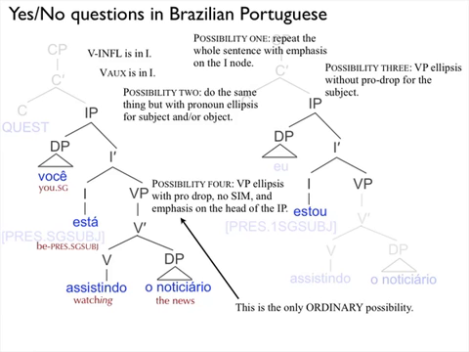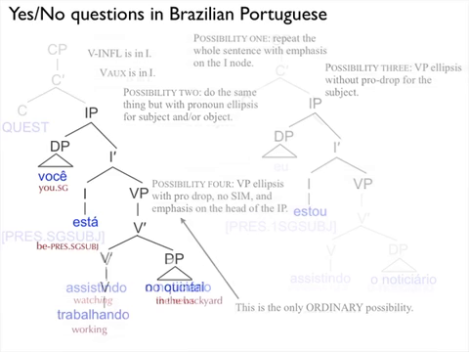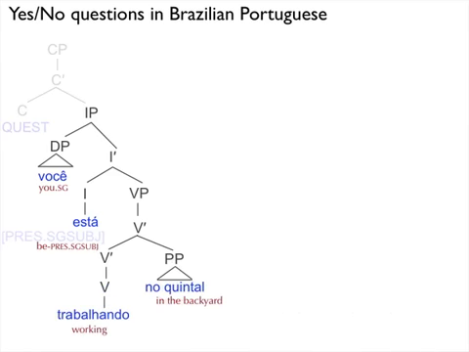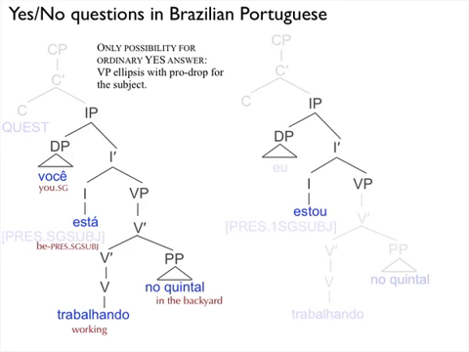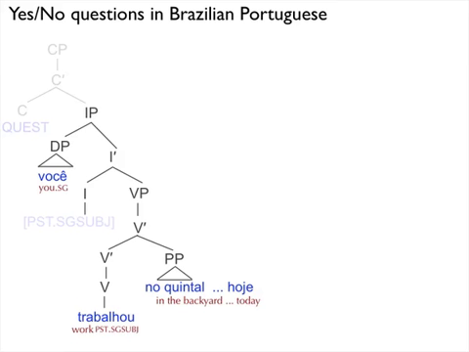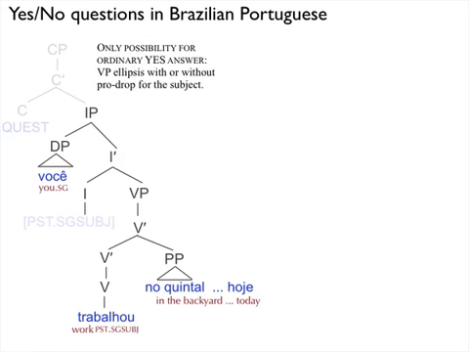Like this is the only ordinary possibility for a yes/no question. So let's take this one. You're working in the backyard. Make this a question. And then the only possibility would be VP ellipsis with pro-drop for the subject, and so we would get, "você está trabalhando no quintal? Estou." Which would be a perfectly complete answer in the ordinary way.